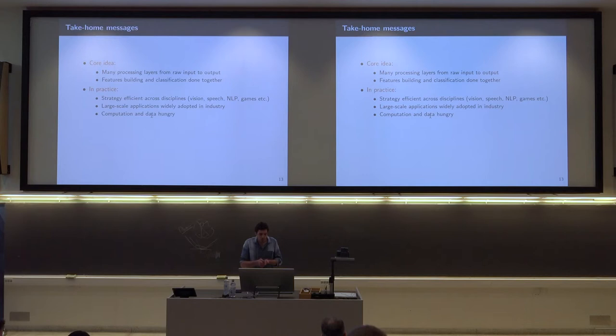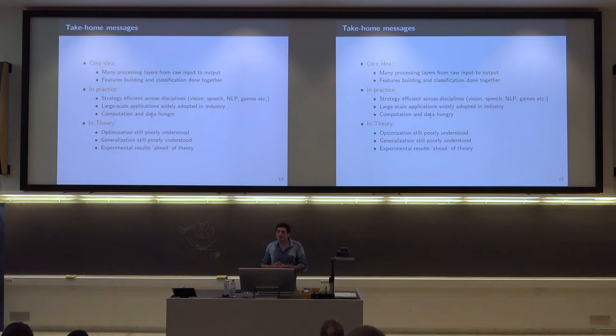In theory, it's less rosy. The optimization of these networks is still very poorly understood. The generalization properties and guarantees of these networks are also very poorly understood, and so experimental results are quite ahead of the theoretical understanding that we have of why it works. So there's work to be done there, if it's possible. Okay, that's it for the introduction to deep learning.